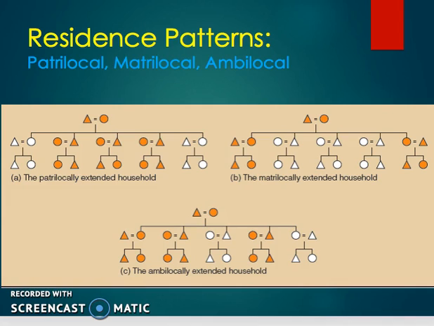We can also use kinship diagrams to show residence patterns. Here we have diagrams for patrilocal, matrilocal, and ambilocal extended households. In the first diagram, we see that sons, their wives, and their children live in the son's father's household. In the second, daughters, their husbands, and their children live in the mother's household. In the third, sons and daughters have the option to stay or to live in their spouse's parents' household.